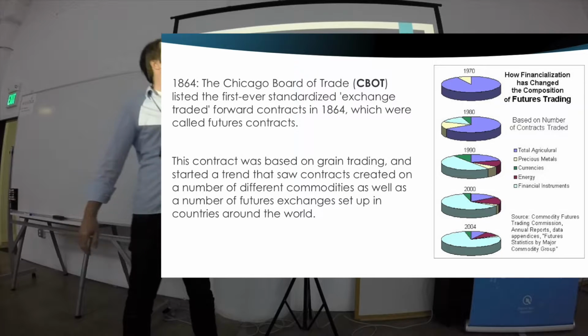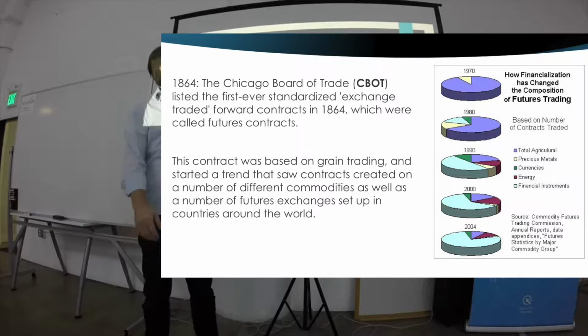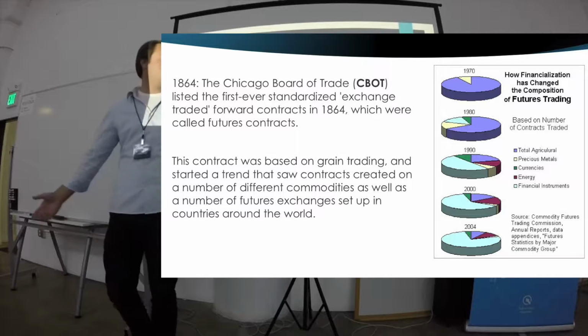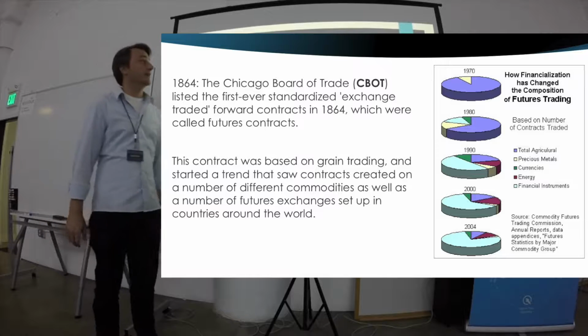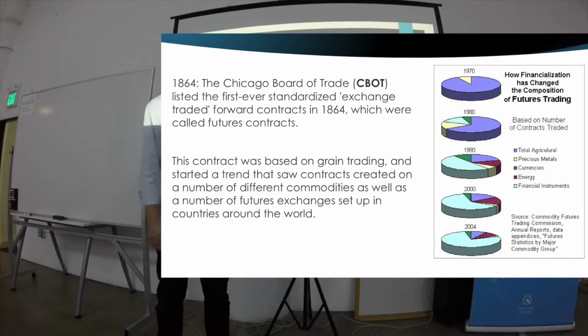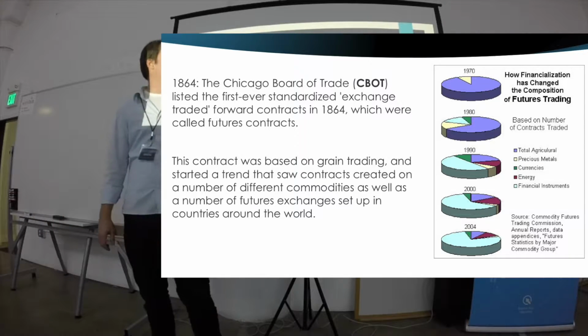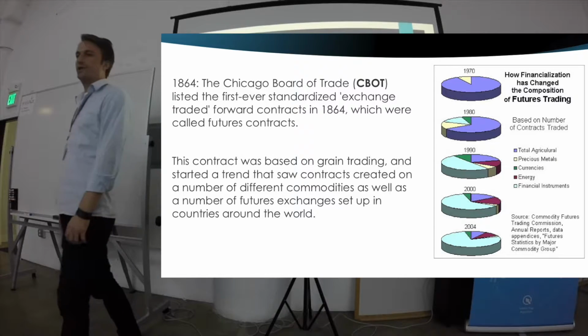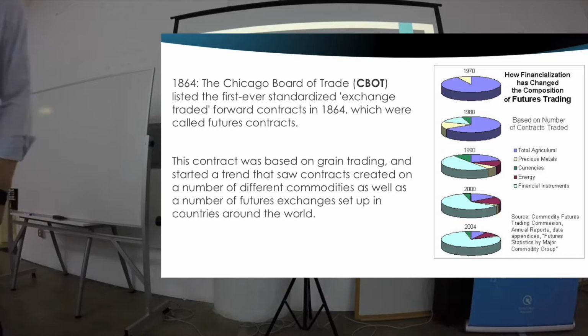As you can see here in these pie charts, until 1970 actually, most of the volume that was traded with futures were agricultural commodities, and only in the last 40-something years this shifted heavily towards financial instruments. So futures were really a long time used for agricultural commodities.